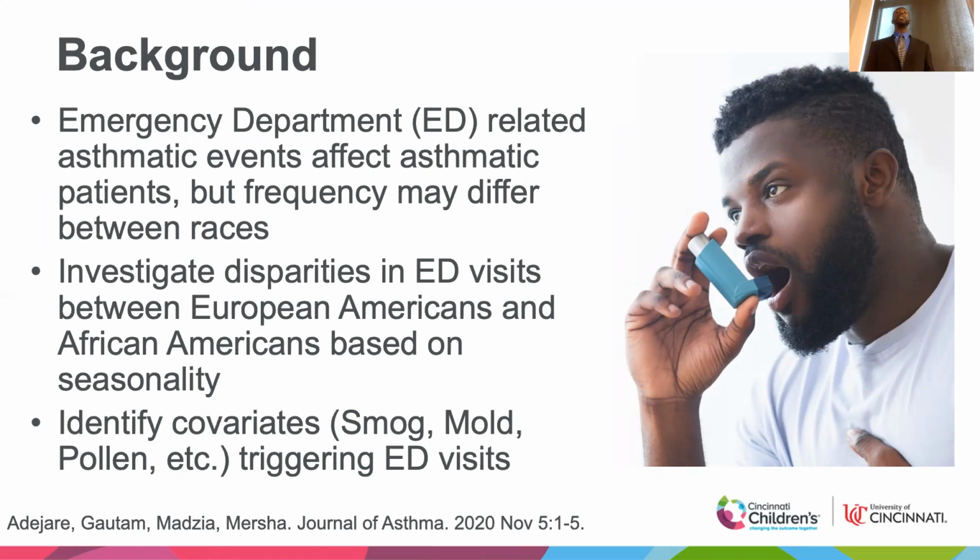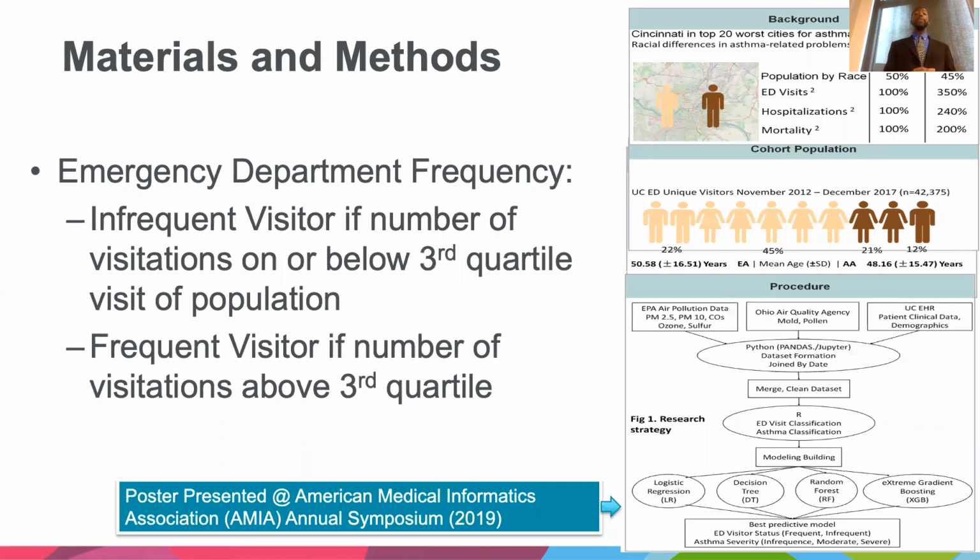These ED visits may affect all asthmatic patients, right? But the frequency of these ED visitations may differ between races. And so what we wanted to do was to investigate disparities in ED visits between European white Americans and Black African Americans based upon seasonality, where we looked at different covariates, whether it's smog, mold, or pollen, triggering these frequent ED visitations. So how did we develop this?